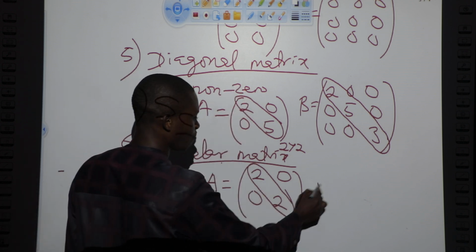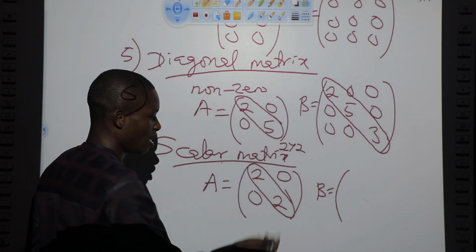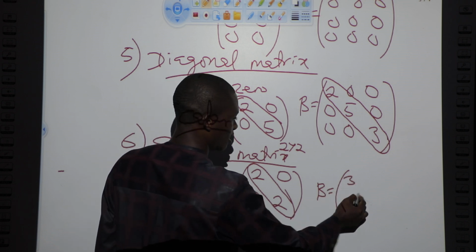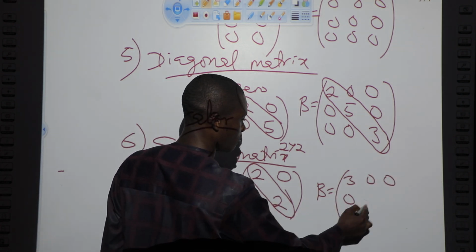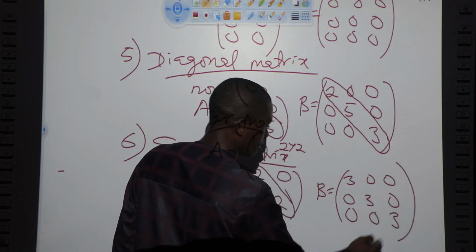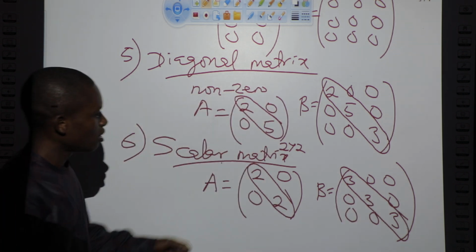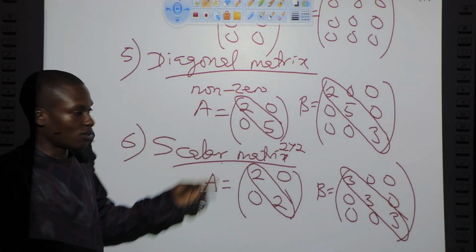I can also have B to be a matrix of 3, 0, 0, 0, 3, 0, 0, 0, 3. You can see the principal diagonal elements are the same. So you call it a scalar matrix.